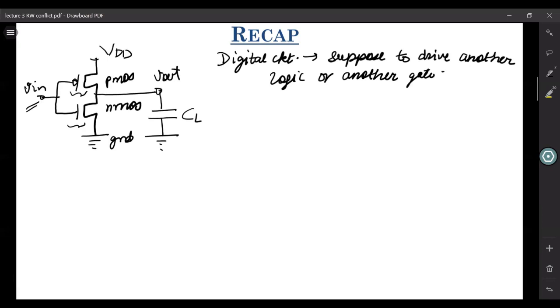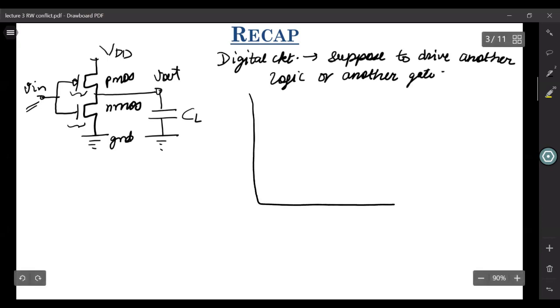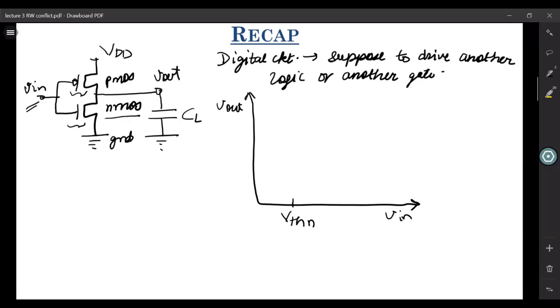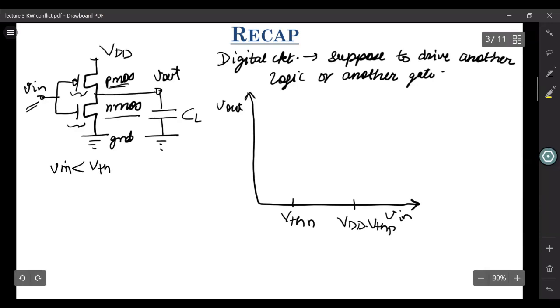Now let us draw the VTC, or the voltage transfer characteristics, of a CMOS inverter. On the x-axis, we have Vin, which is the input. On the y-axis, we have Vout, which is the output. Let us divide this x-axis into two critical points. We have VTHN, which is the threshold voltage of this NMOS transistor, and the other critical point is VDD minus VTHP, where VTHP is the threshold voltage of this PMOS transistor. Now, let us look at the case when Vin is less than VTHN.